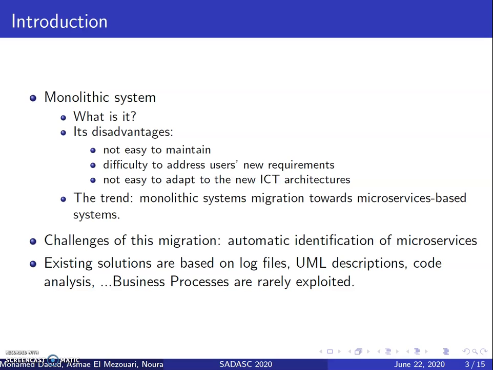A monolithic system means one block of strongly coupled components, raising a lot of concerns like not easy to maintain, not easy to accommodate user changing needs, and not easy to adapt to new ICT solutions. That's why many organizations have decided to migrate from monolithic systems to microservices-based systems that are in fact a set of loosely coupled components. One challenge in this migration process is how microservices can be automatically identified.